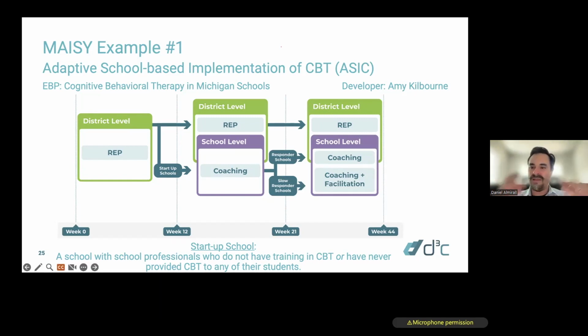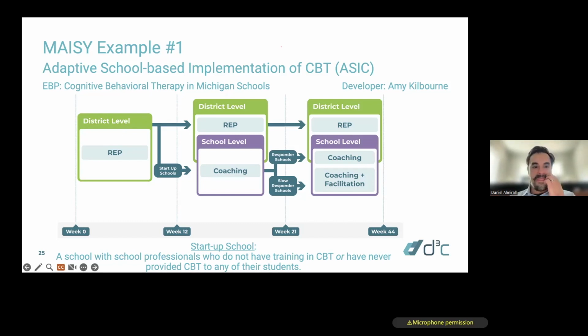Now, what is the MAISY? What's the implementation strategy we dreamed up? Well, it's multi-level because in green, you're going to see I have district level components. And in purple, you're going to see I have school level components, okay? So imagine I go out to all the counties in Michigan. That's what my district is. A district is a county for today's purposes.